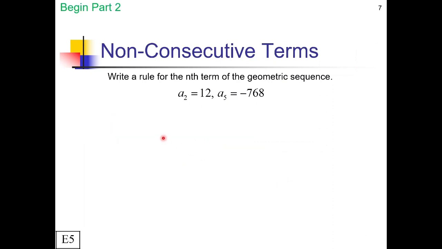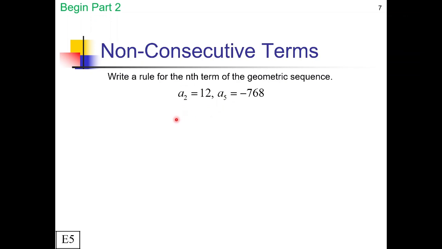Welcome back for part 2 of our lesson on geometric sequences and series. To kick this one off, we're going to be asked to write a rule for the nth term of this geometric sequence. Now, just to make our lives a little bit tougher, notice that they are not giving us consecutive terms. They don't give us a1, so we're going to have to find that just like before. But also, we have the second and the fifth term.